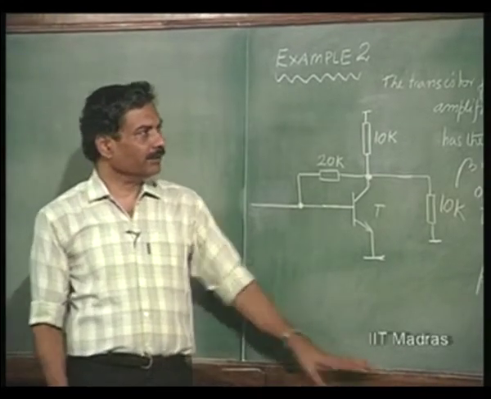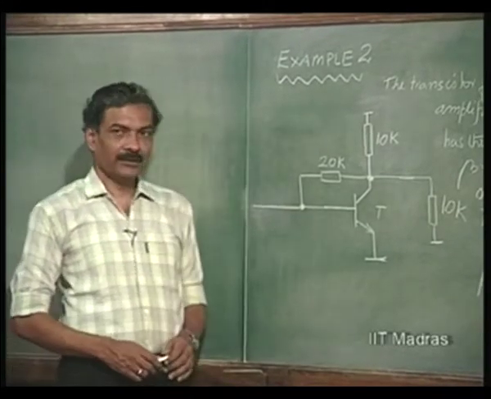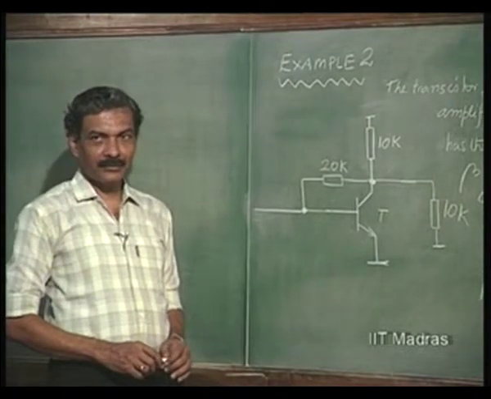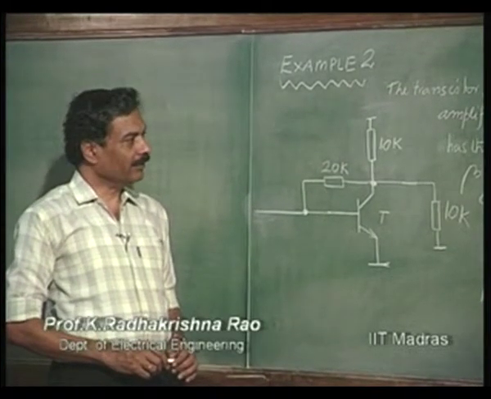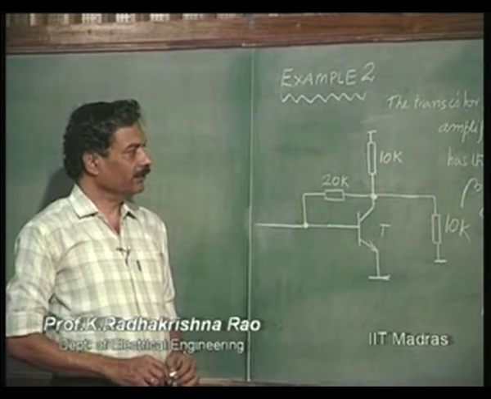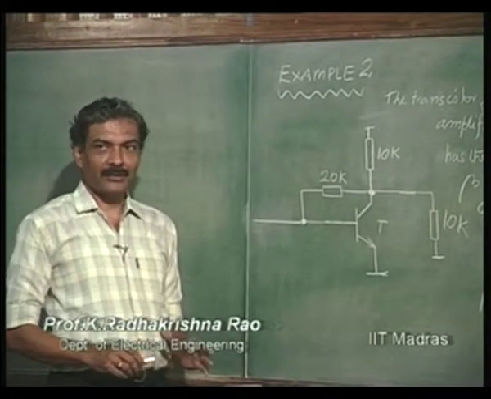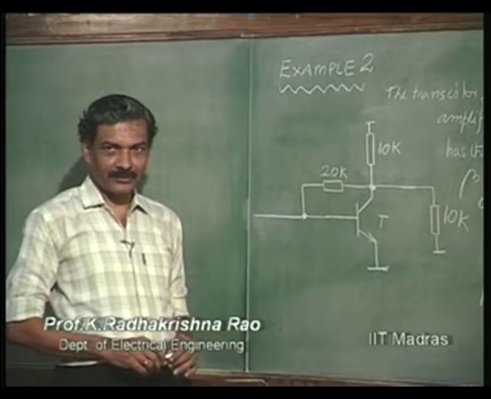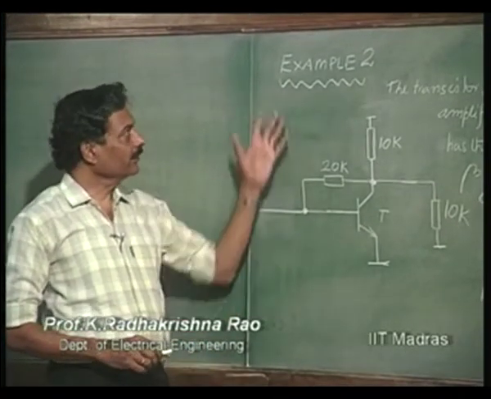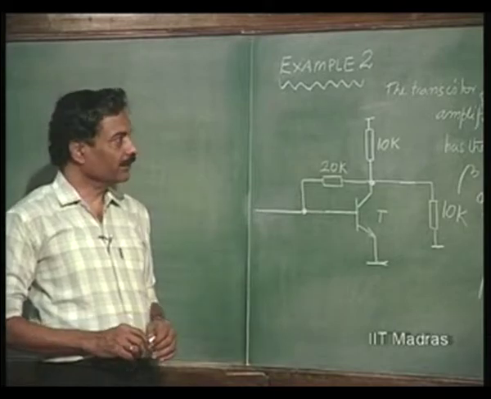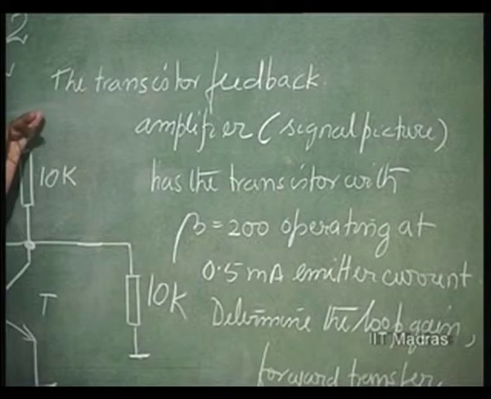In the last class, we considered Y feedback, and we saw how we could obtain a current controlled voltage source near ideal using that. Today, we will see an example on the Y feedback.